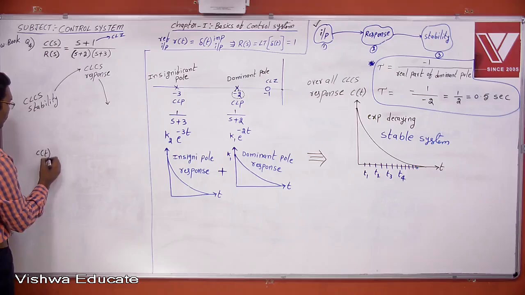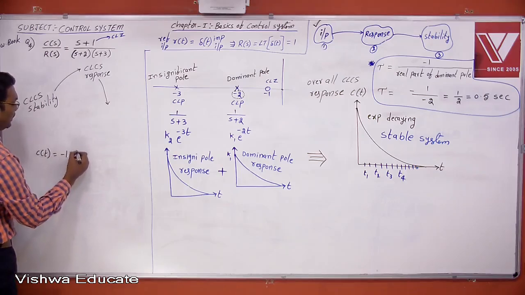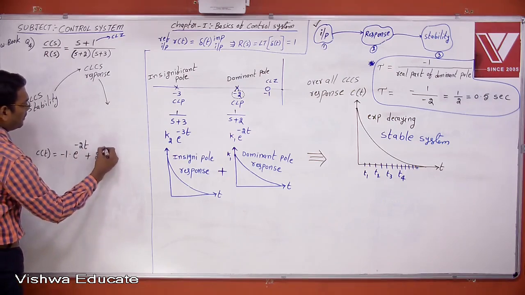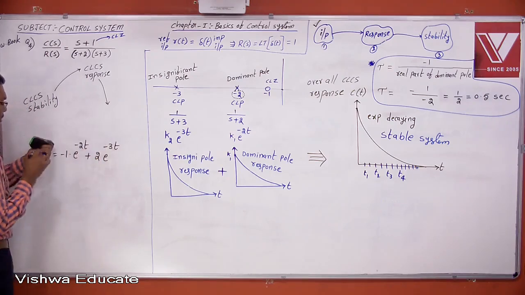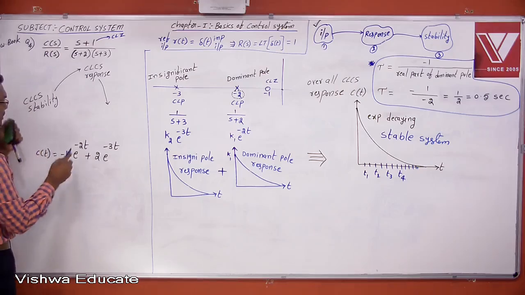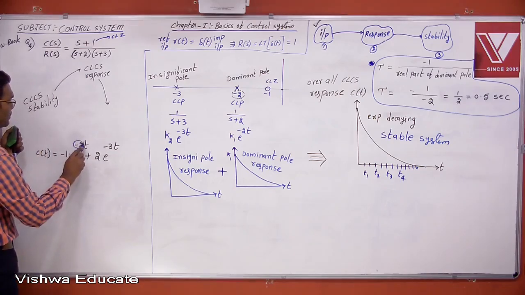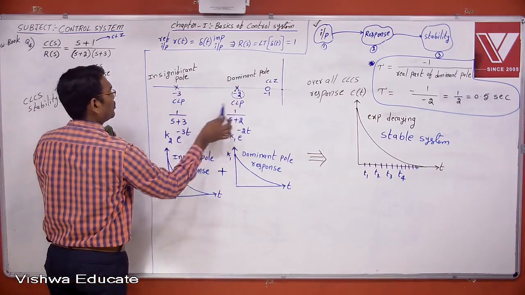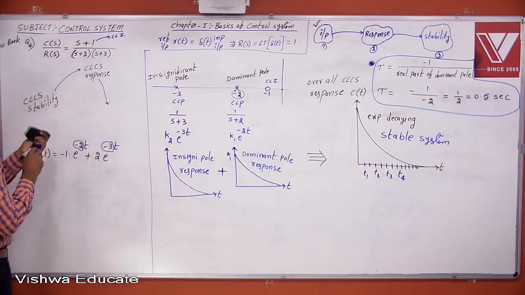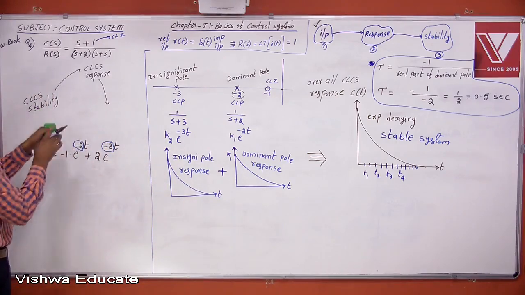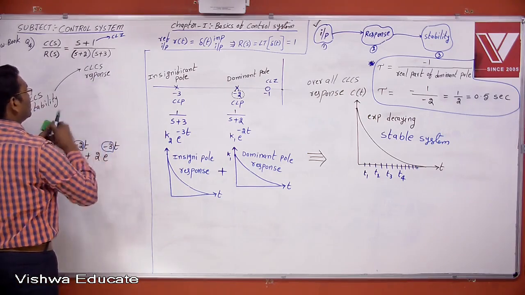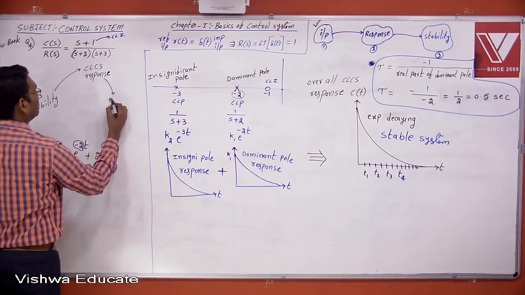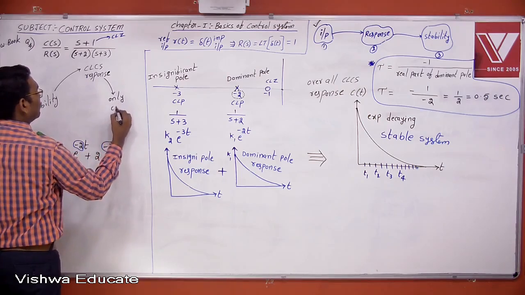C of t you are getting as minus 1 into e power minus 2t plus 2 into e power minus 3t. You already identified that this minus 2 and this minus 3 are nothing but closed loop poles. So the closed loop control system stability is obtained from the closed loop control system response, and the closed loop control system response consists only of closed loop poles.